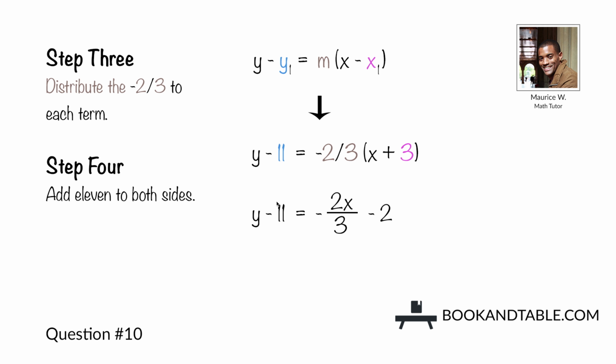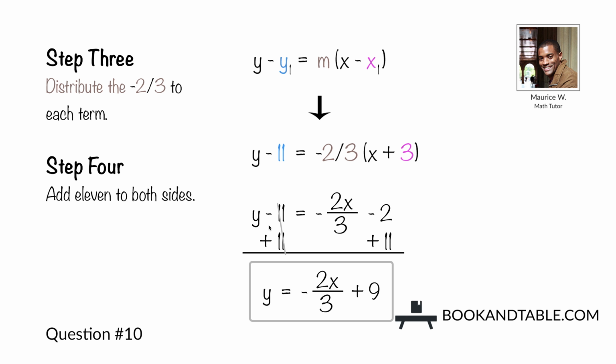And we want to get rid of this -11 on the left side. So we add 11 to both sides. -2 plus 11 is +9. So the equation of the line we were seeking is y is equal to -2x over 3 plus 9.